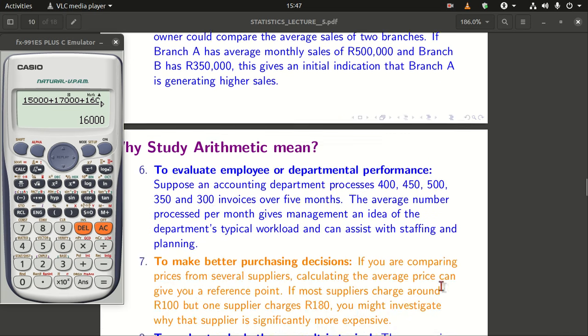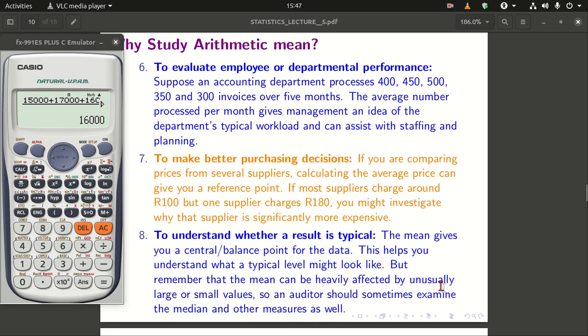so that you end up making an informed decision based on this arithmetic mean. Another example would be you want to test the performance of a department or the performance of employees.